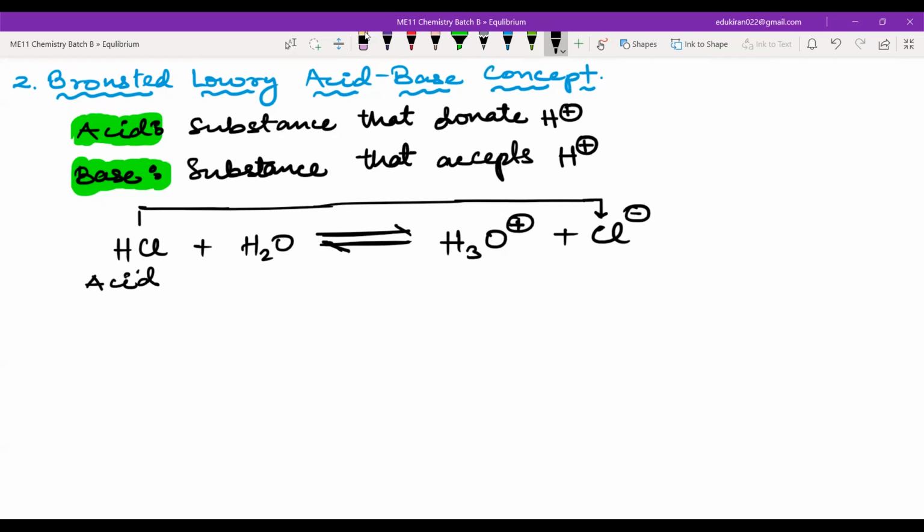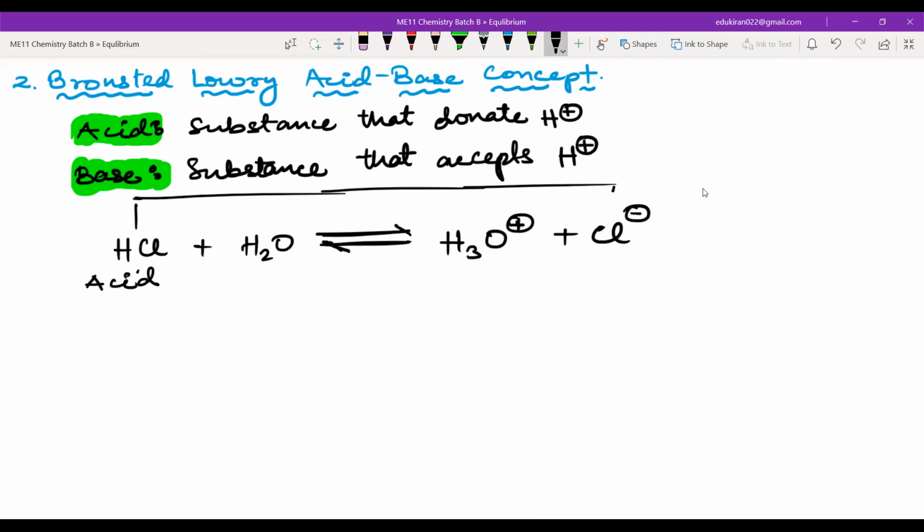Now tell me about water. What has happened to water? It has accepted H plus or it has donated H plus? It has accepted H plus. So I can write that H2O is a base. Any problem till here? No, sir.